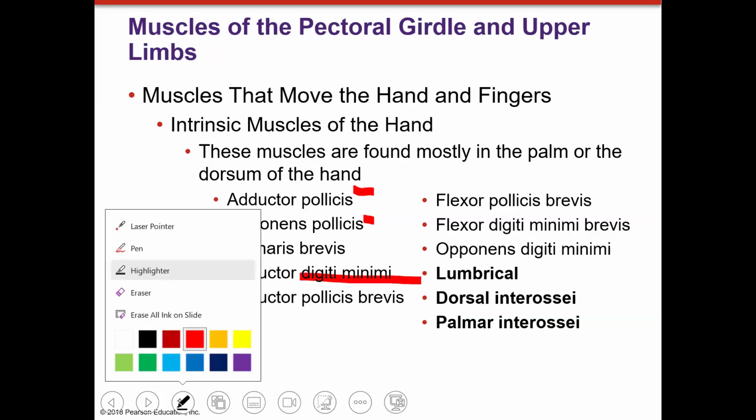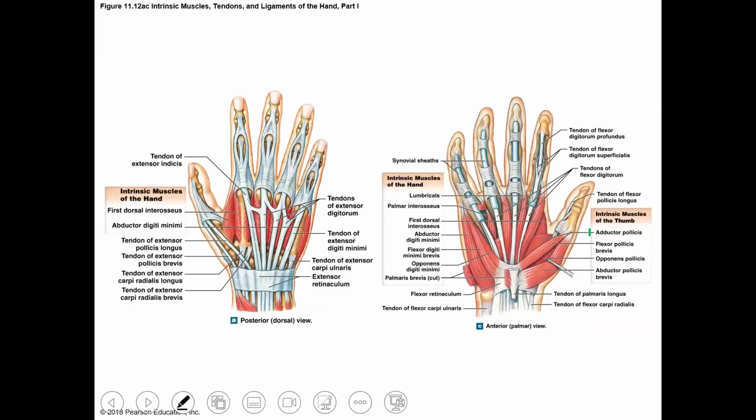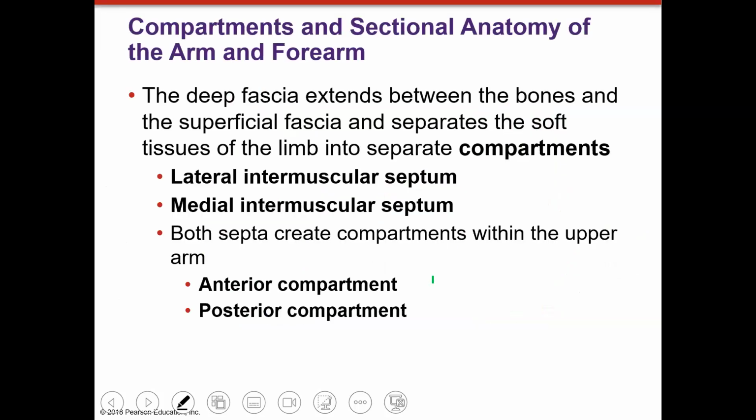Digiti minimi is your pinky finger. Funny little name, right? Like mini-me. Okay, so abductor digiti minimi. It's going to bring your pinky finger out like you're drinking tea, right? And then pollicis brevis, that's the thumb, and the pinky finger, right? Good. And then you can see all of the very intrinsic muscles of the hands here. Feel free to pause on any of these and check those out.